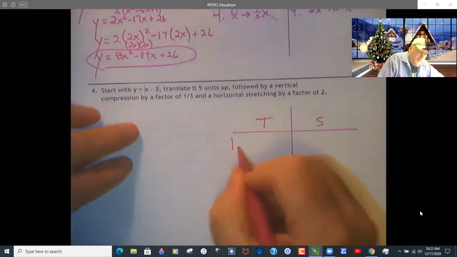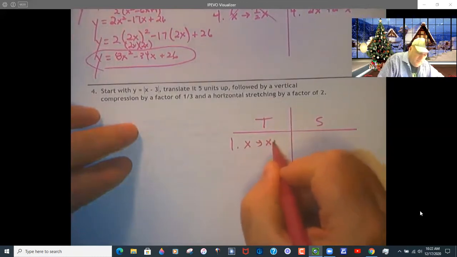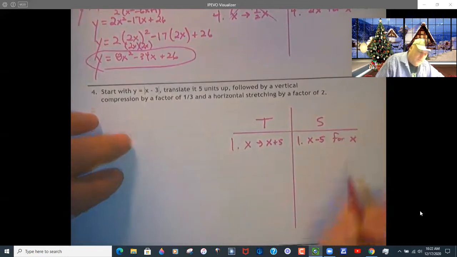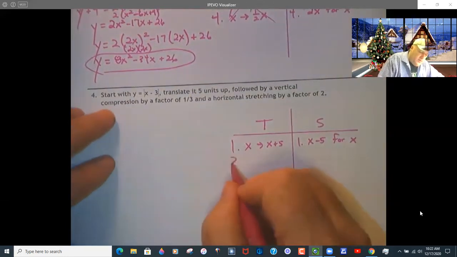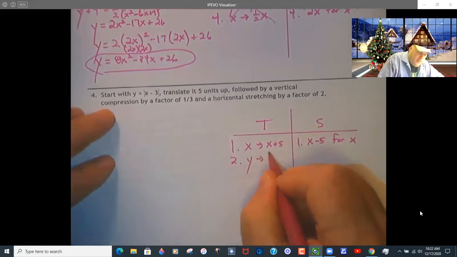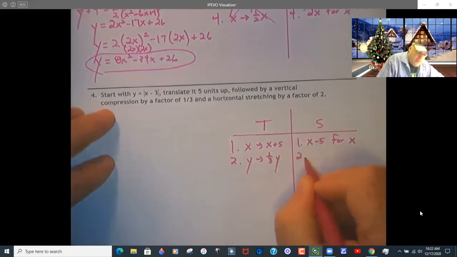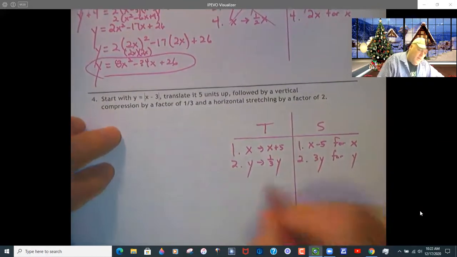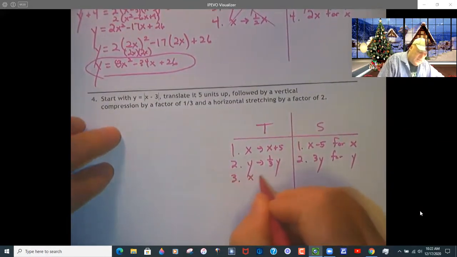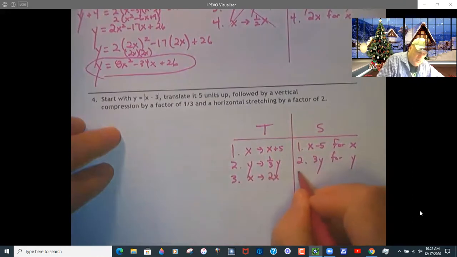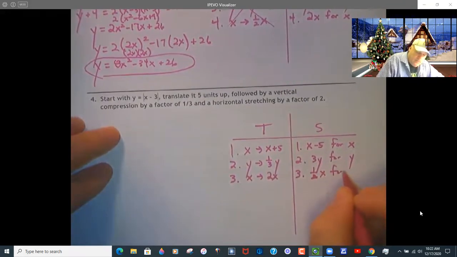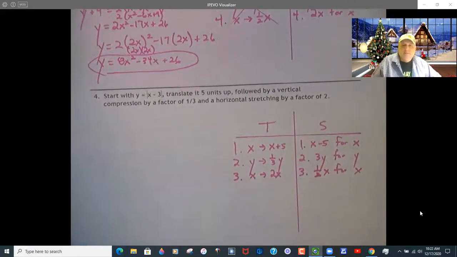So translate 5 units up. So we got to go x minus 5 or x, followed by a vertical compression by a factor of 1/3. So vertical is y. So we got to do 3y for y. And a horizontal stretching, so that's x by a factor of 2. So we got to do 1/2 x or x. That was fast.